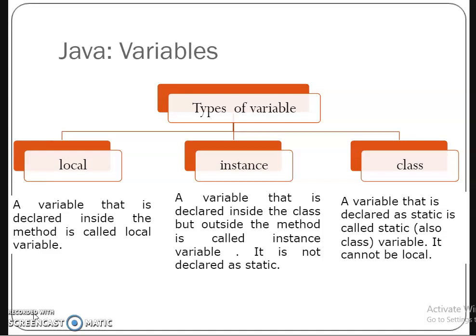The second one is the instance variable. A variable that is declared inside the class but outside the method is called an instance variable. Instance variables are not declared as static.